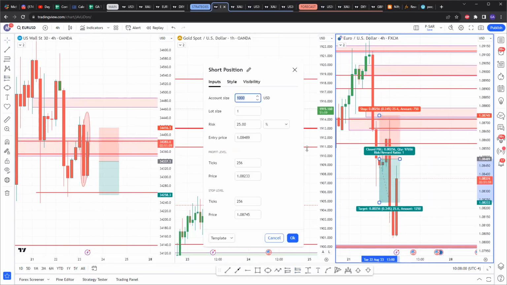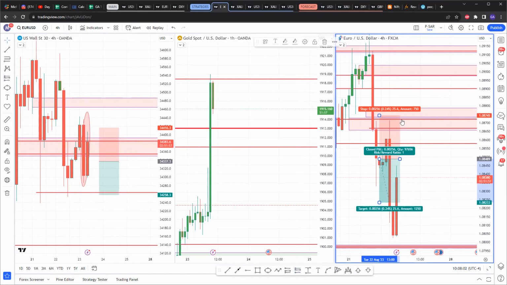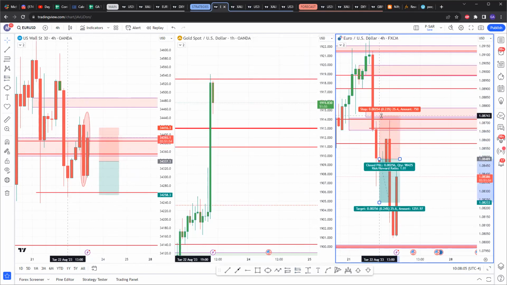The key here is always to make sure your stop loss is above the SARs you're trading. So if you're trading these SARs, your stop loss is above there.